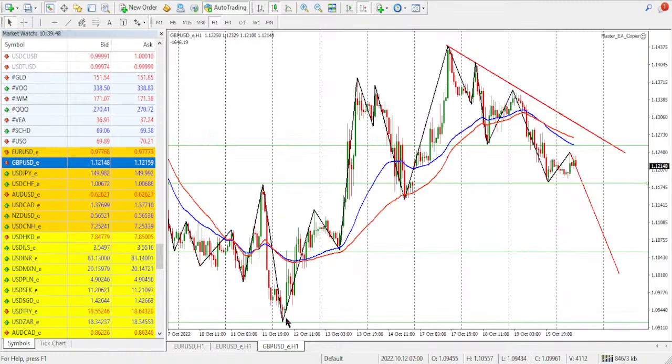So technically we expect that the sellers should push price downwards, break below this point, continue downwards up to the next level, which is this one here. If this level is broken, then we expect the sellers to continue to push price much lower, at least up to the next level, which is this one here.